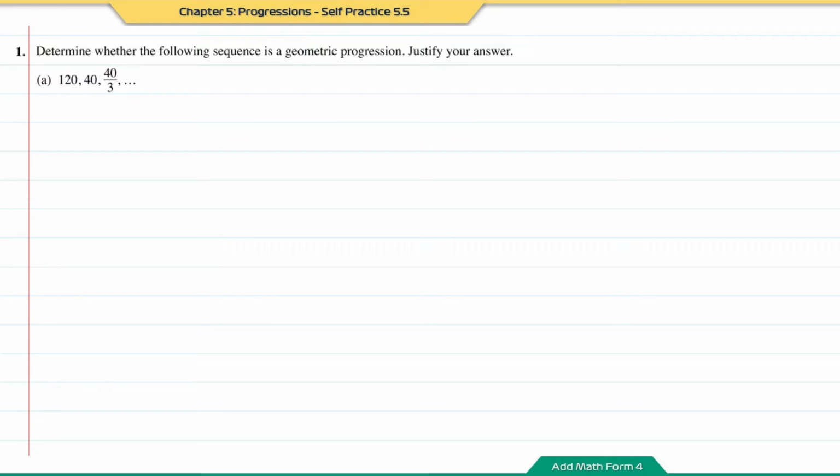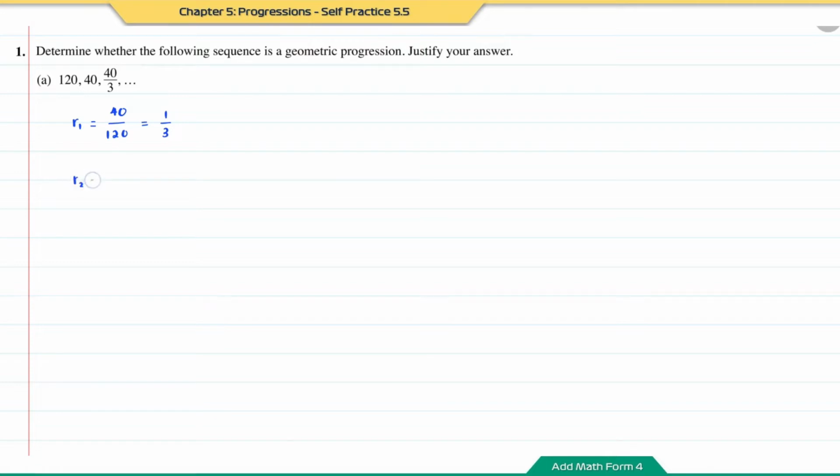So to determine whether the sequence is a geometric progression, we're going to find the ratio between any two consecutive terms. If it is a constant value, then it will be a geometric progression. For question A, first we're going to find the common ratio. The first two terms I'm going to use are 40 and 120. So I'm going to divide 40 by the previous term, which is 120. This will give you the answer of 1 over 3.